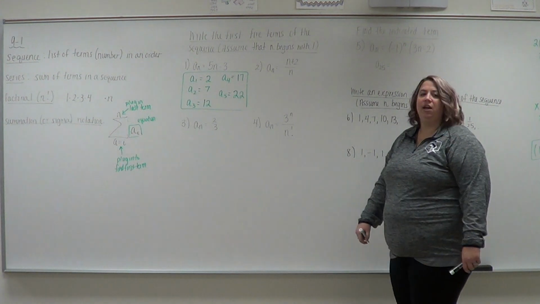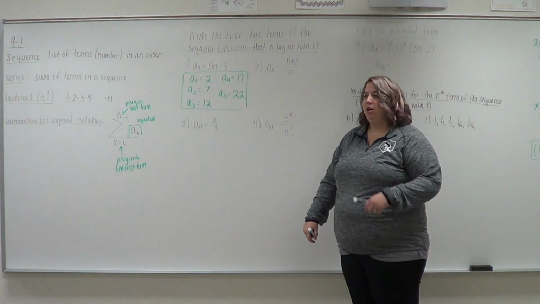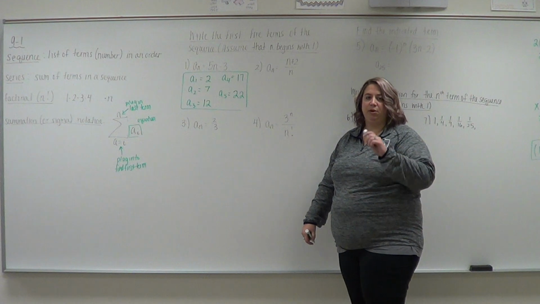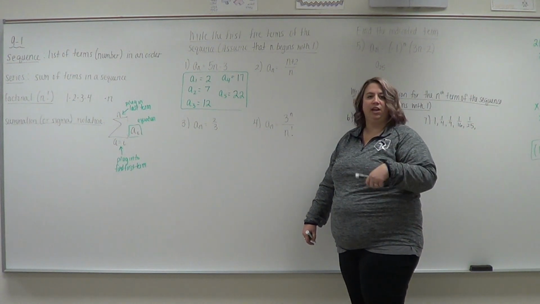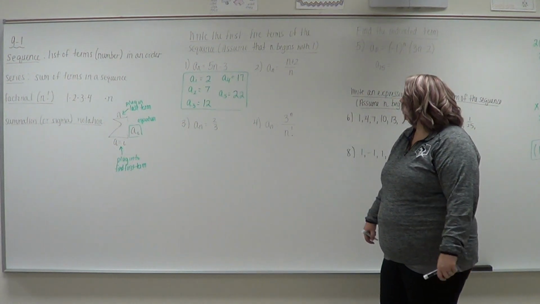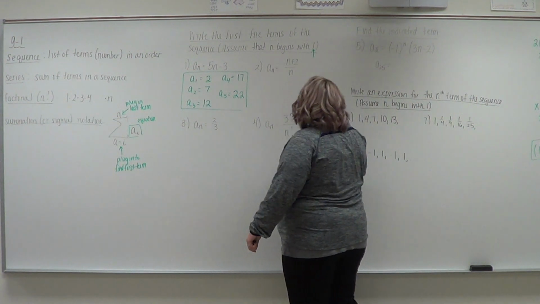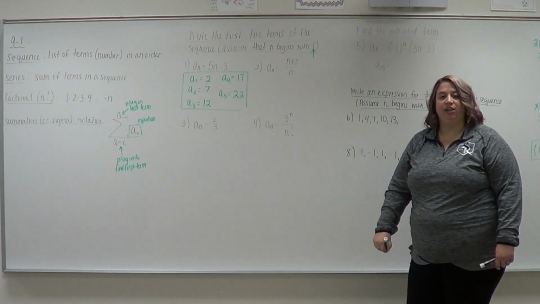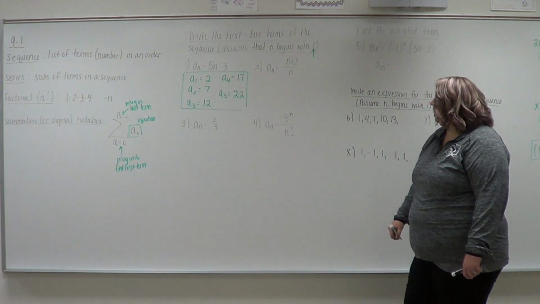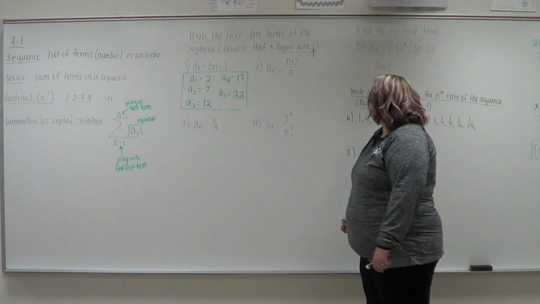Okay, if it said n begins with 0, then you would plug in 0 as your first number. You'd find A0, then A1, then A2, A3, etc. That's all this means: whatever it tells you, that's the number you're going to start with in your sequence. Okay, so we're going to do the same thing on number 2.